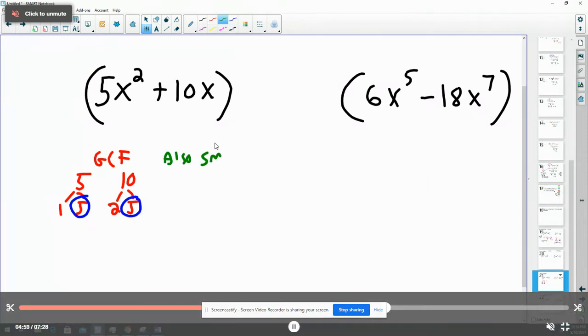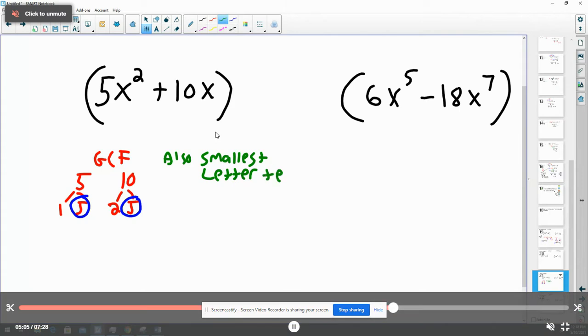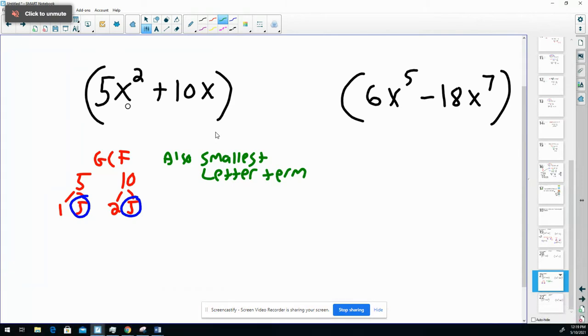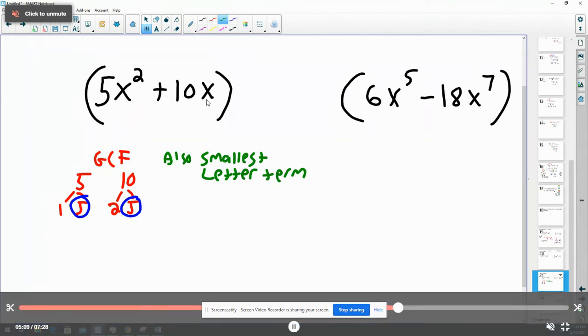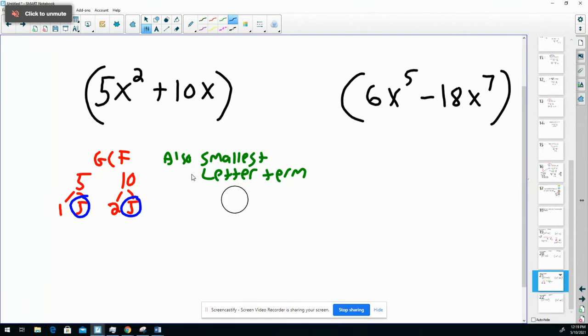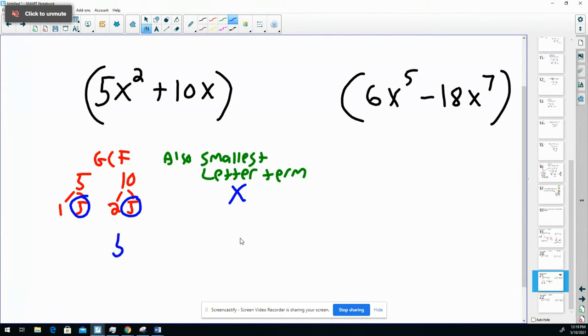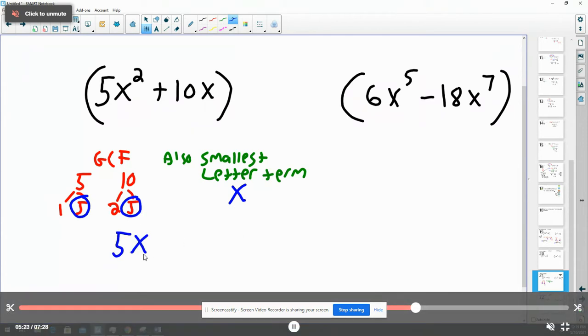And we're also going to factor out the smallest letter term, x term, variable term, whatever you want to call it. Between x squared and x, x is smaller. We're going to stick with a blue x. So the 5 comes out, the x comes out.